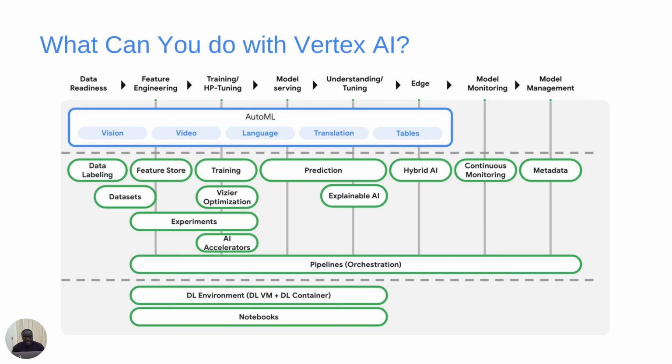You're able to work at various levels. So you can see at the very top, you've got AutoML and the various model types that it supports. Below it, you see things like data labeling, feature store, continuous monitoring, experimentation, explainable AI. They're all there, AI accelerators. We've got pipelines for orchestration. And then way below that, you've got a deep learning environment. So you've got virtual machines for deep learning and containers, and you've got notebooks as well.